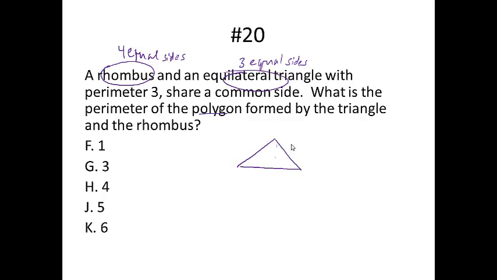So there's my, we'll pretend like that's equilateral. And then they share a common side, so I'm going to have my rhombus just go right here. So if it's a rhombus, all sides also have to be 1. And then it said, what is the perimeter of the polygon formed by the triangle and the rhombus? So notice we end up getting almost a house-looking figure. I just want the perimeter, the distance around. So if I add 1, 2, 3, 4, 5, my perimeter will be 5, which is choice J.